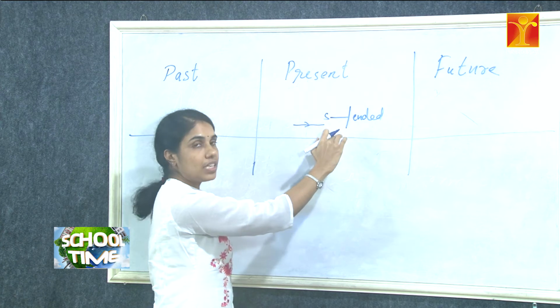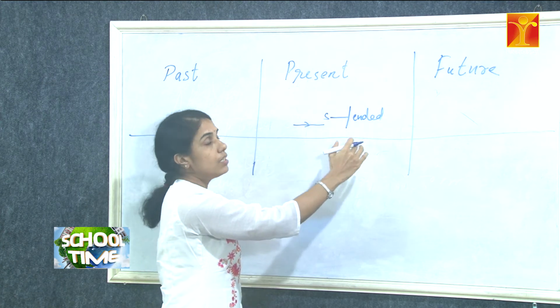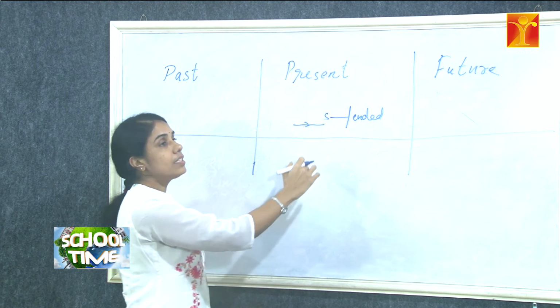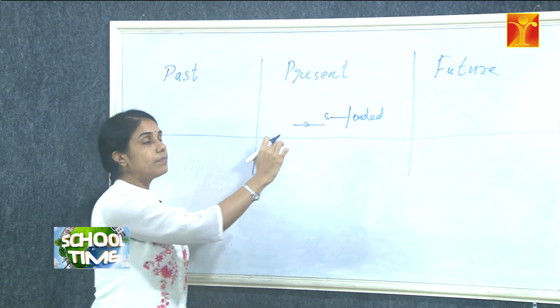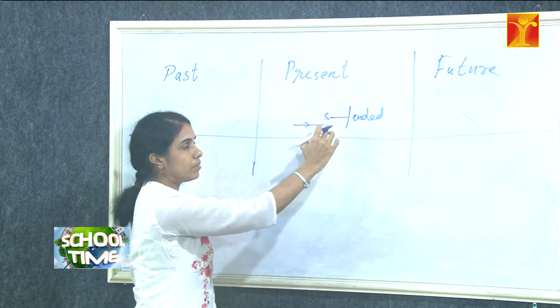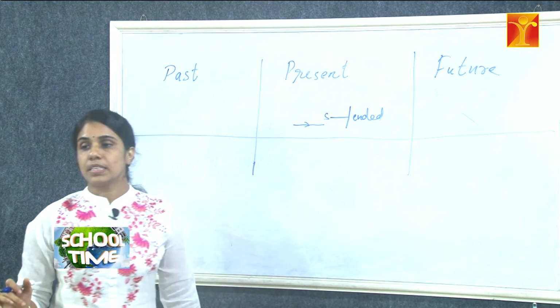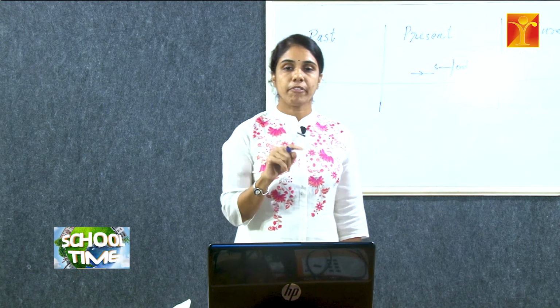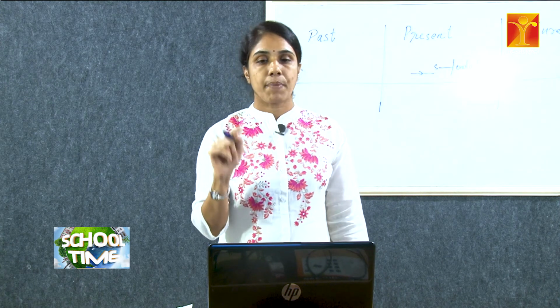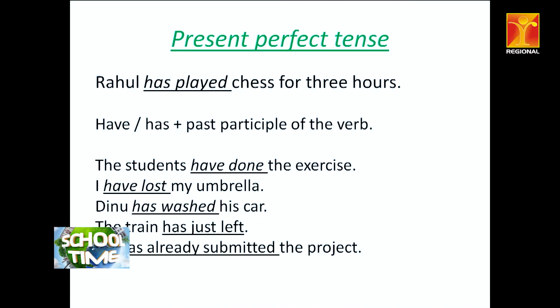Its effect is still felt. That type of tense is called present perfect tense. The form of present perfect tense is have or has plus past participle of the verb. Past participle of the verb means the V3 form of the verb. The third form of the verb is called past participle of the verb.